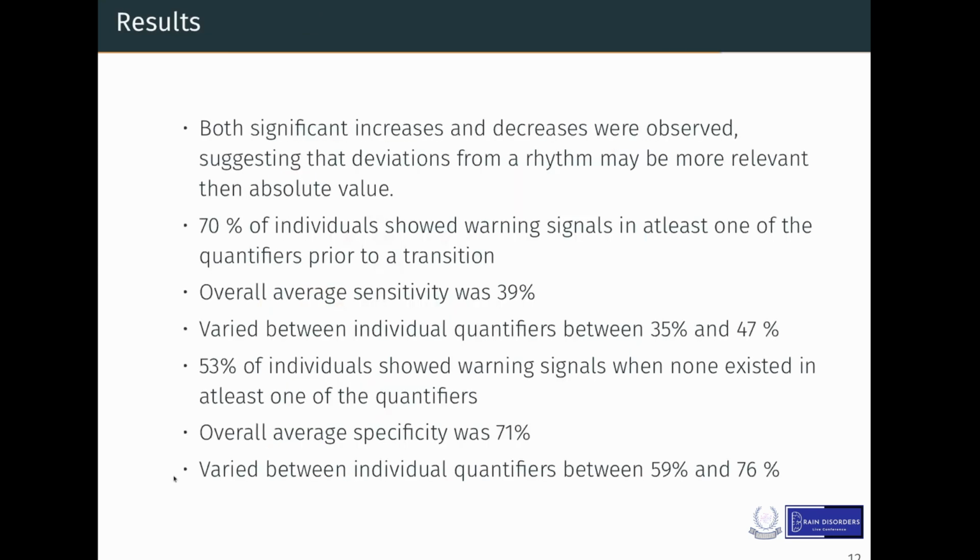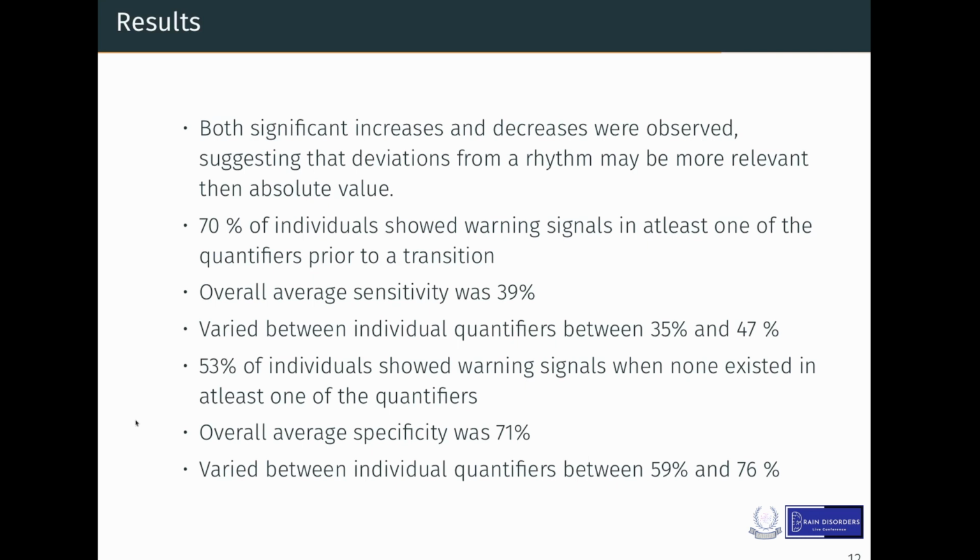So let me try and explain these results a little bit. Let me see, what are my slides? Okay, I have a few slides on this. So what we found, the results are these: there were significant increases, and there were significant decreases that were observed. And what the significant increases and decreases suggest is that the deviations from a rhythm may be more relevant than the absolute value.